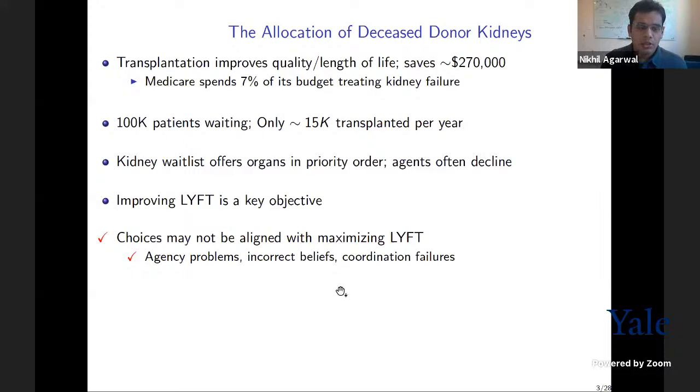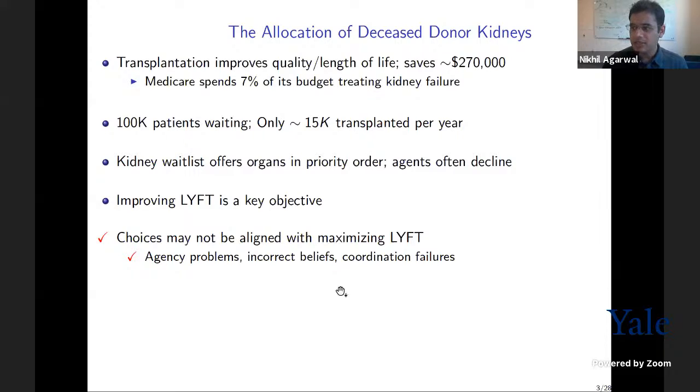Okay, so when someone dies and becomes an organ donor, the person's organs are offered to patients on this waiting list in a priority order, and agents often decline their offers. So the median organ is declined by about 40 patients before it is accepted and transplanted.